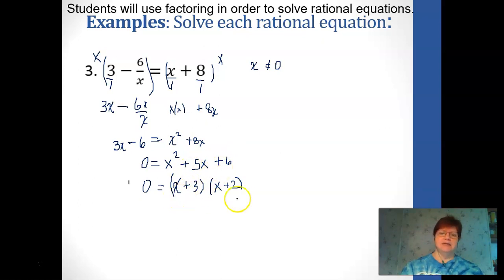Can't do that. So now we have these, so we set each of these equal to 0. So x plus 3 equals 0, so that means that x is negative 3. And over here we have x plus 2 equals 0, so that means that x equals negative 2.